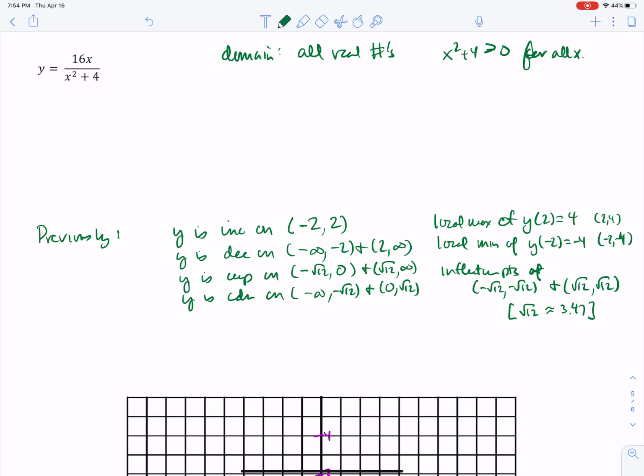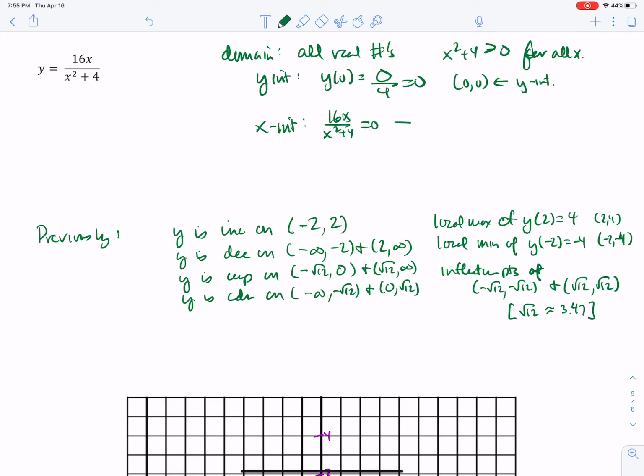So I don't have anything to worry about at 0 in the domain here. In terms of intercepts, my y-intercept, once again, this doesn't happen all the time, but it's happened frequently in these examples. y of 0 is equal to 0 over 4, which is equal to 0. So the origin is my y-intercept.